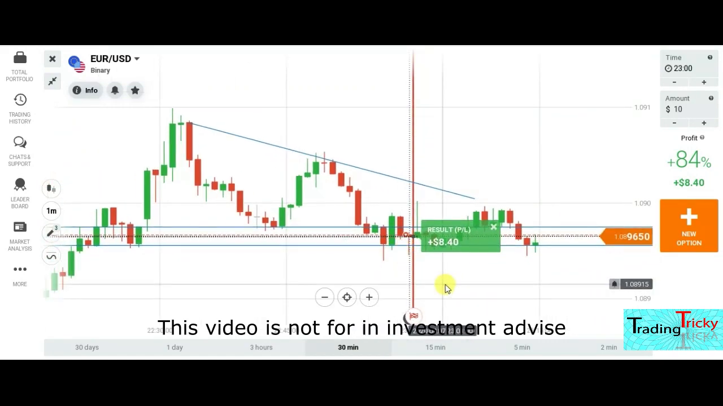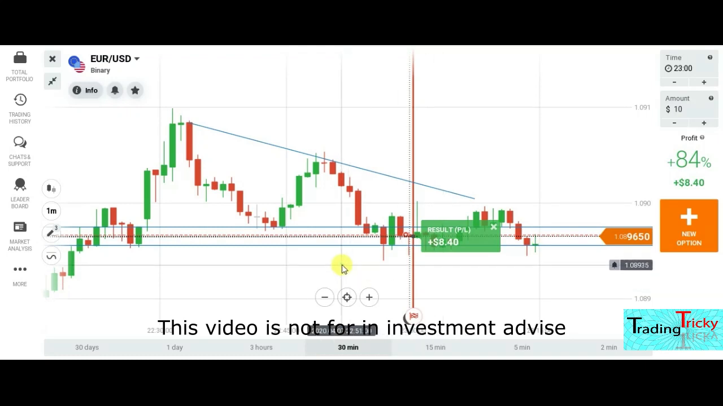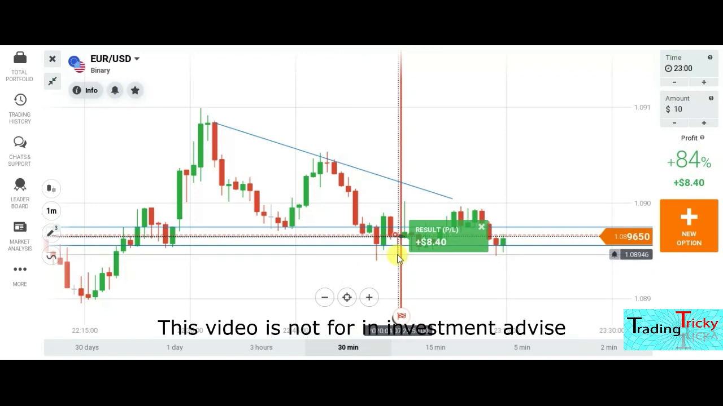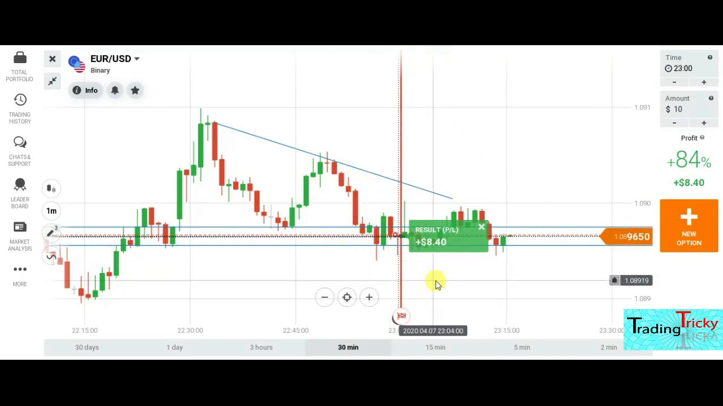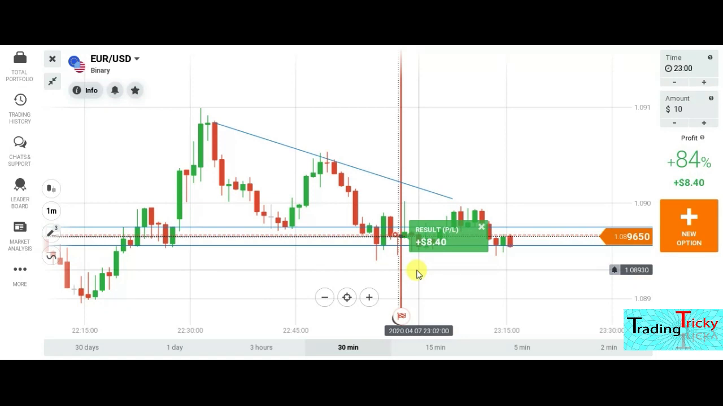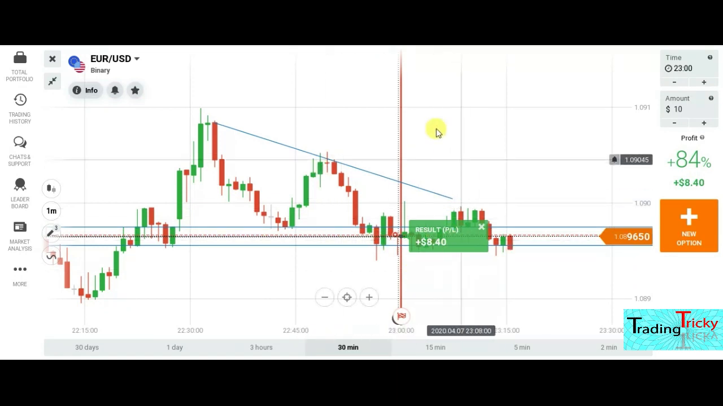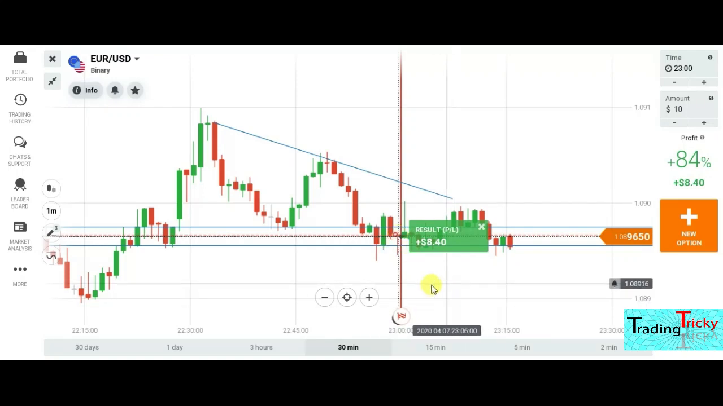This way, you can win these trades also. So one thing you need to remember: it doesn't matter how strong the candle is. Actually, what matters is where the candle is forming and how the market movement is. This way, you can predict the market, and your result will be at least 80 to 90%. I have placed total 6 trades, and I have won all the trades.